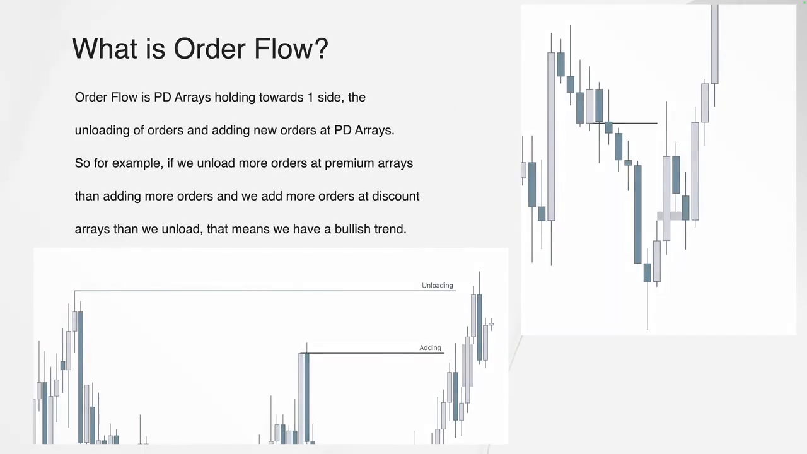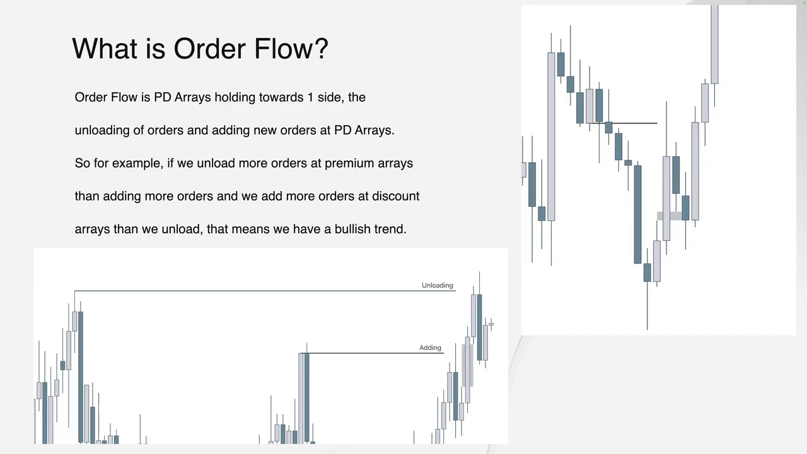Now, what then is order flow again? Order flow is PD arrays holding towards one side. I've written it fully down because it's quite a lot. Order flow is PD arrays holding towards one side of the market. So for example, if discount arrays are holding, that is bullish order flow. If bearish or premium arrays are holding, that is bearish order flow. So PD arrays holding towards one side of the market, either bullish or bearish, that is bullish or bearish order flow.